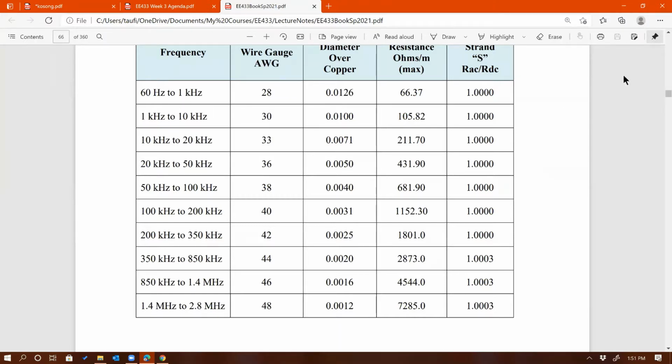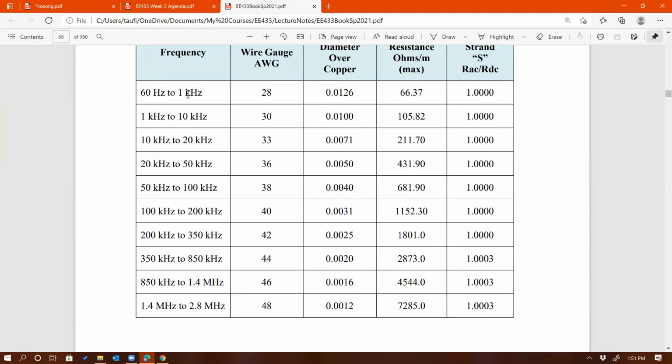This is only strictly with respect to skin effect. So if the skin effect is the most dominant factor, then this would be a good table to refer to. But there are other things, not just skin effect. We're going to learn another factor in increasing resistance of wire.